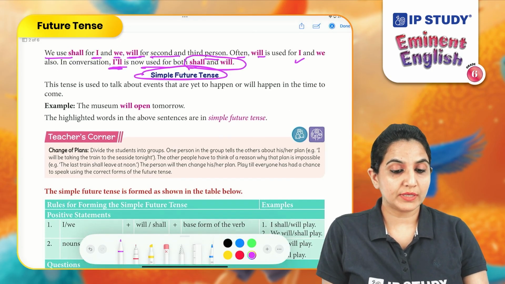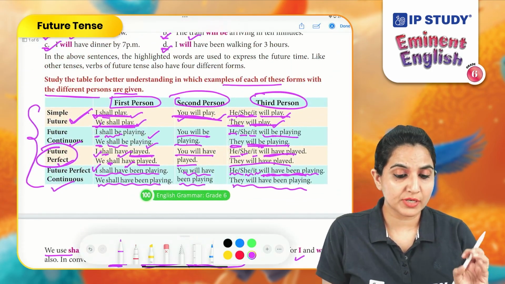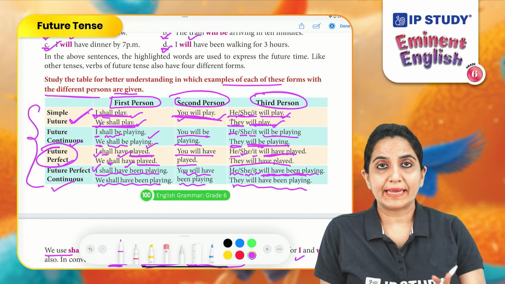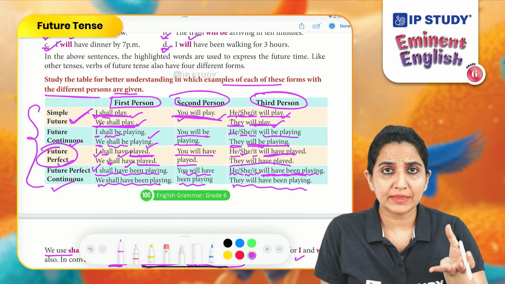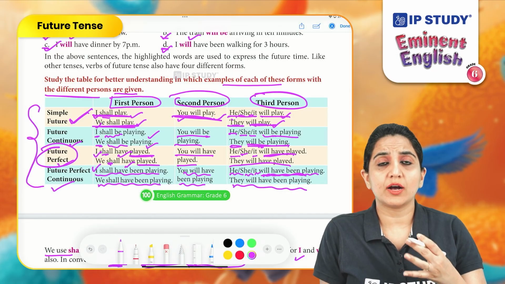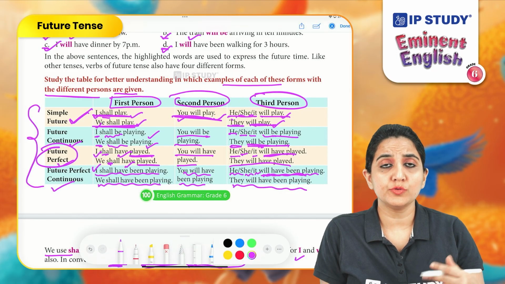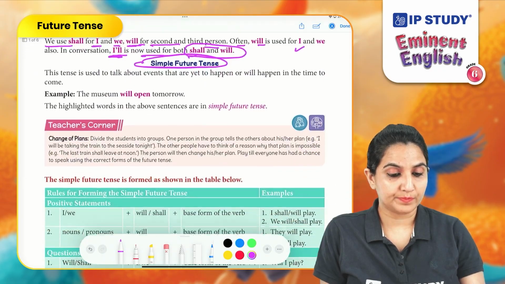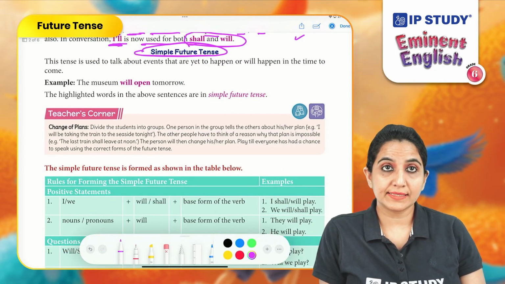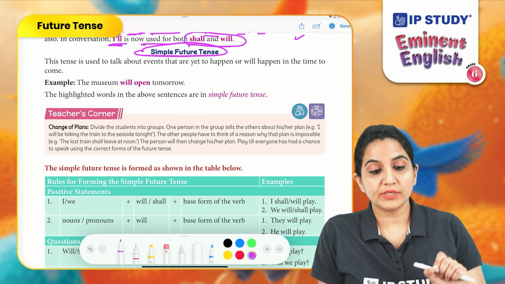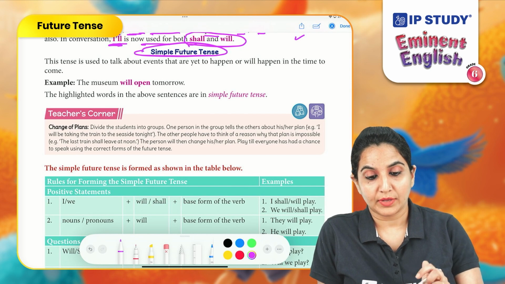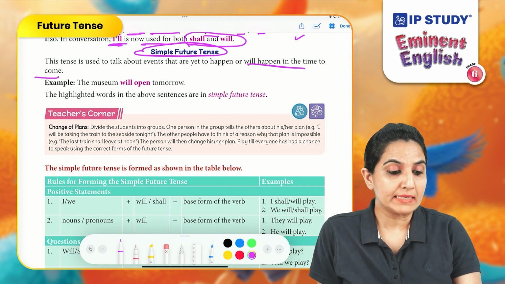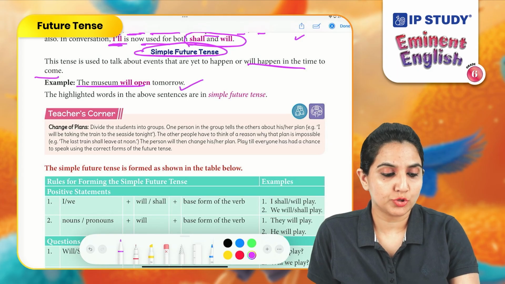Right? So here we did just a gist for understanding all of the forms, and just the common rules that we use to form these tenses. Now let us discuss them in detail. Simple future tense. This tense is used to talk about events that are yet to happen or will happen in the time to come. That means the museum will open tomorrow.